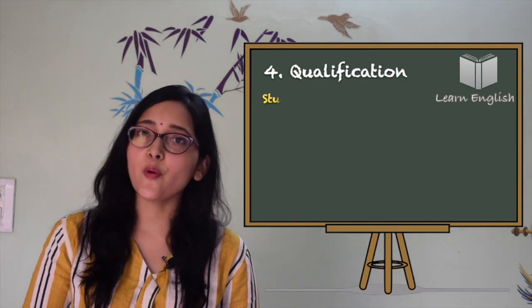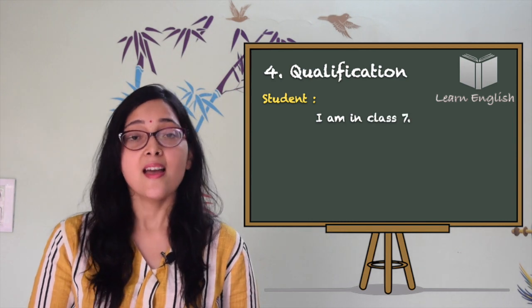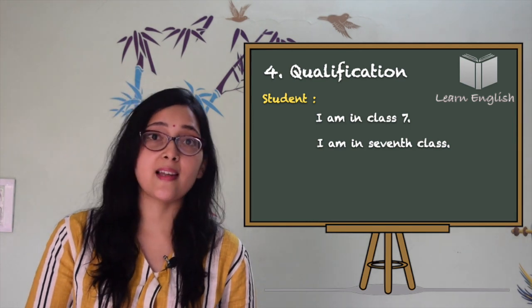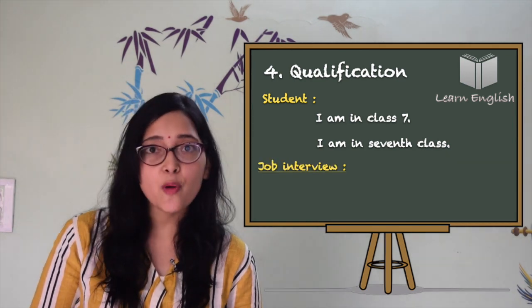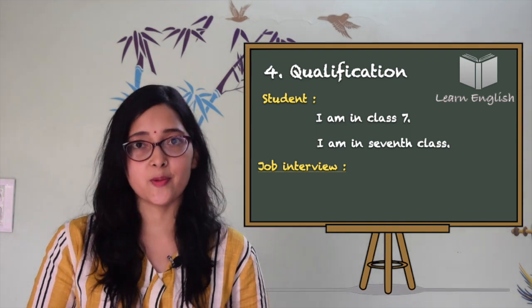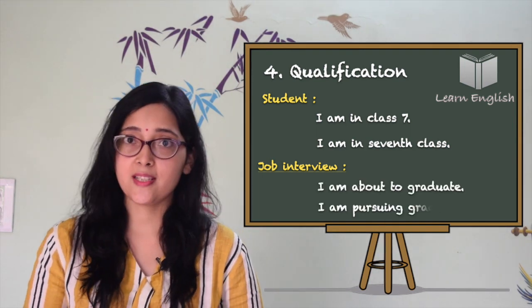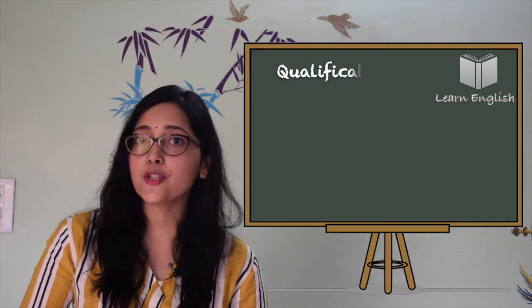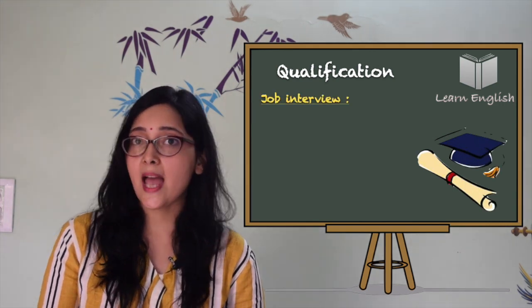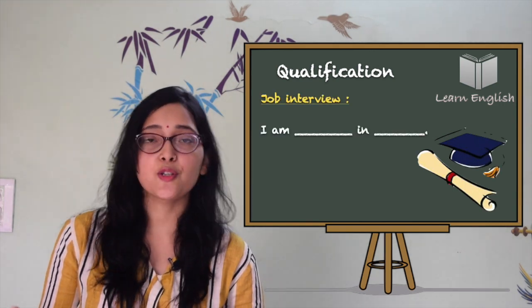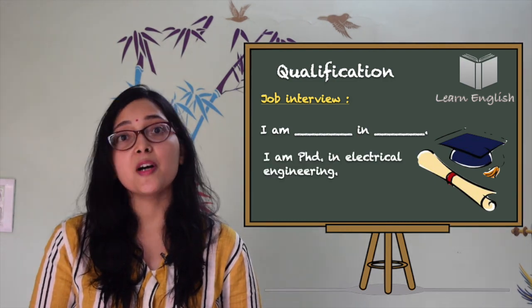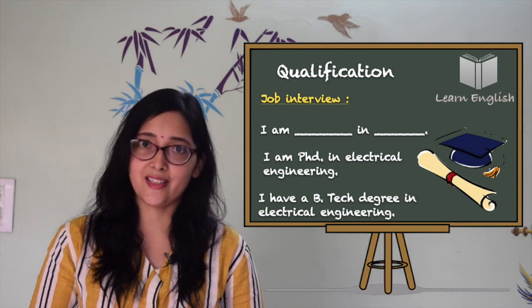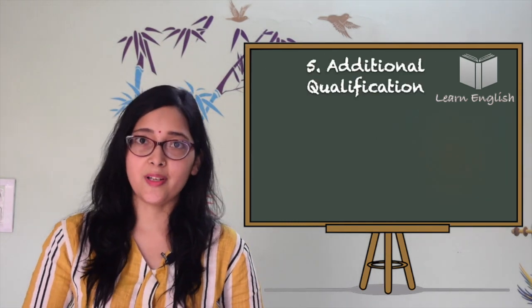Now, the fourth part is qualification. If you are a student, you can say, I am in class 7 or I am in 7th class. Never say, I am in class 7th. Okay? For the job interviews, if you are pursuing your course, you can say, I am about to graduate or I am pursuing my graduation. And if you have completed your course or degree, you can say, I am a dash, name of your degree, in dash, your field. For example, I am a PhD in electrical engineering or I have a BTech degree in electrical engineering.